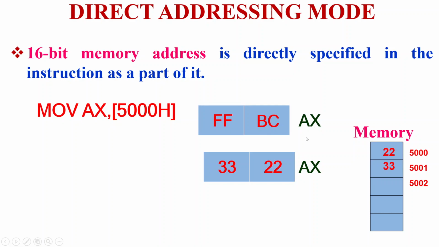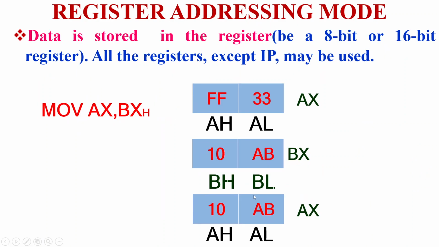Assume the content of AX is FFBC. When this instruction is executed, it moves to this memory location 5000. In 5000 you have a data 22. So the 22 will be taken into an AL register. The memory address will be incremented by 1, and the data available in 5001 is 33, and the 33 is replaced in the AH register.